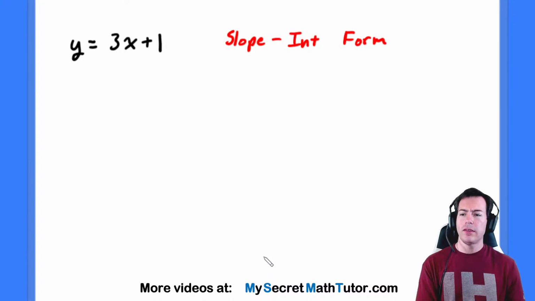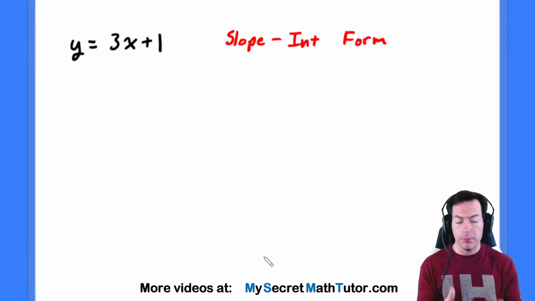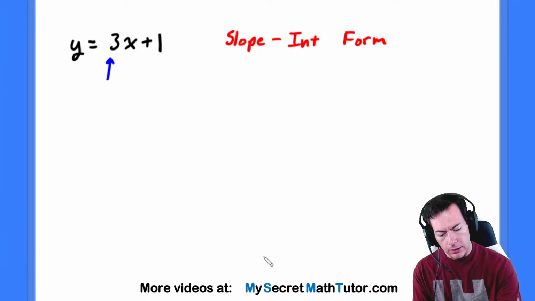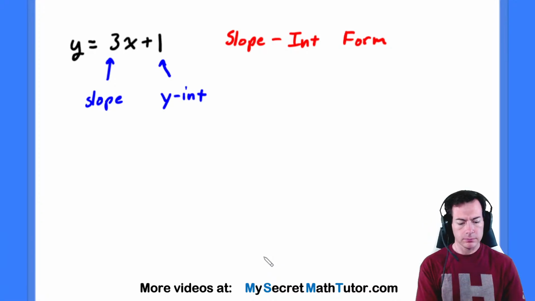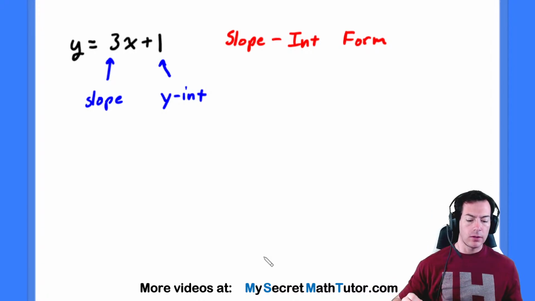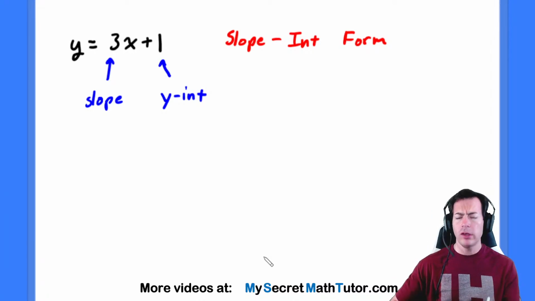And it's good to recognize that it is in that form because it tells me that from the equation itself, I can read off those bits of information. So this 3 actually is what we call the slope. And this 1 is the y-intercept. All right, so if I had those two bits of information, we could actually graph this fairly easily by using the y-intercept as a starting point, and then using the slope as a way of figuring out how to get to other points on that graph.